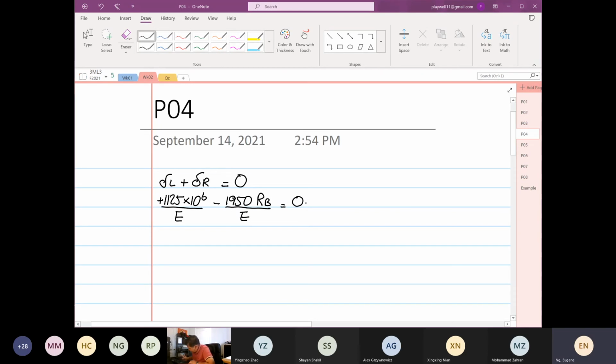So you can calculate RB. You bring it over, you can get rid of the Young's modulus, so RB is equal to 1125 times 10 to the power 6 divided by 1950, which is equal to 576.923 times 10 to the power 3. Now, this is positive, which means the direction is correct.